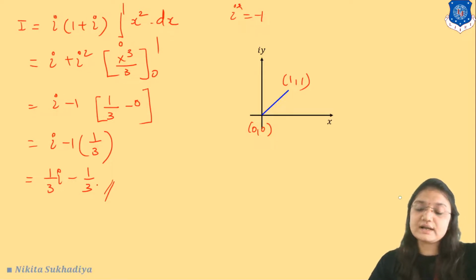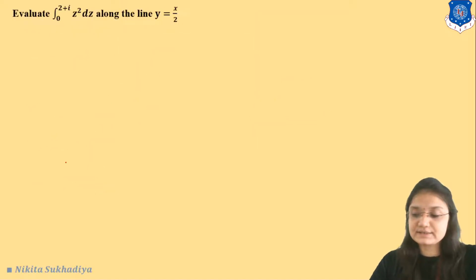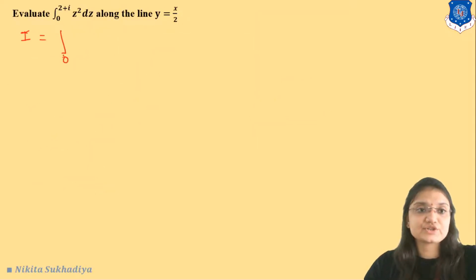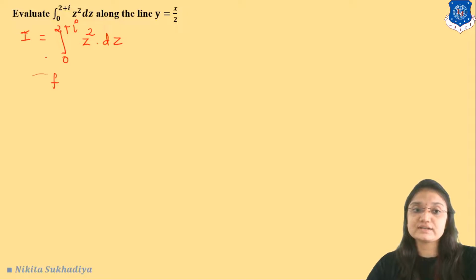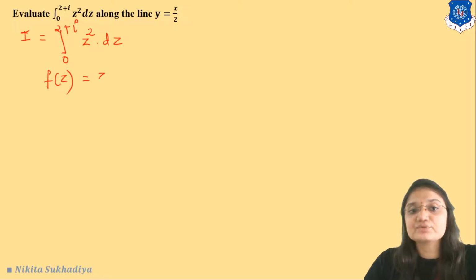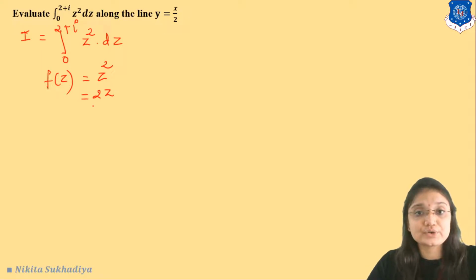Let us understand with the next example. I is equal to integration from 0 to 2 plus i of the function z square into dz. Is our function f of z an analytic function or not? Here you can clearly see that f of z is equal to z square. By taking derivative you will get 2z, and by putting z is equal to 0, 1, 2, 3, 4 you will get a finite answer.